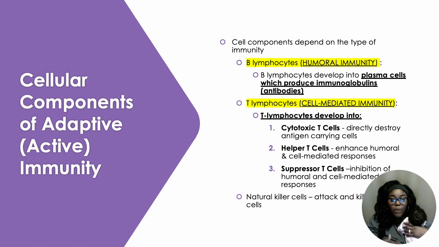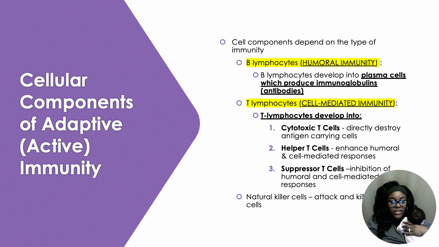Helper T cells help enhance the humoral and cell-mediated response. So helper T cells help stimulate more B lymphocytes in the humoral response, and they also help stimulate more T lymphocytes, which thus turn into more cytotoxic T cells, helper T cells, and suppressor T cells. So helper T cells help enhance the whole immune response.